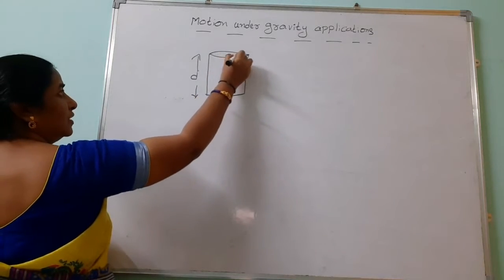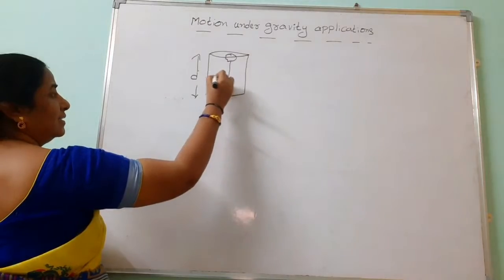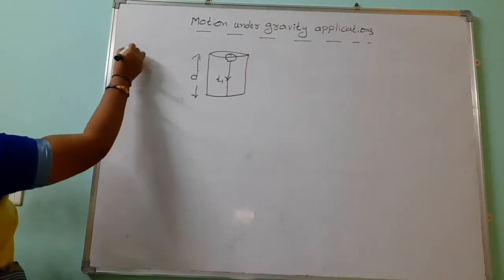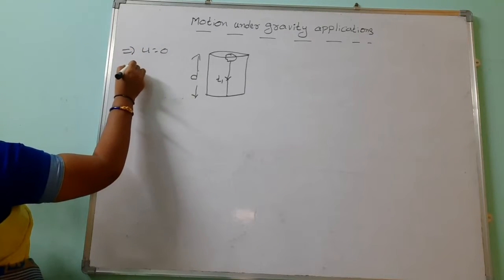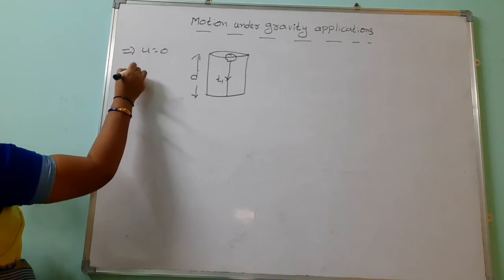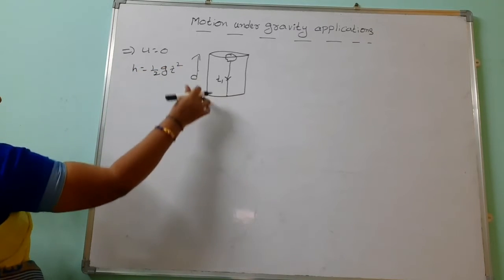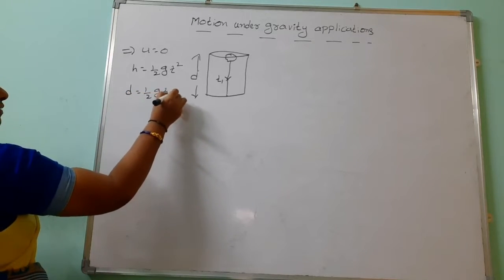We are dropping one stone. It touches the water and takes T1 seconds. You know that for a freely falling body, initial velocity equals 0. Then we can use the formula H equals half g t square. Instead of H, the depth of the well is D. Then half into g into T1 square.